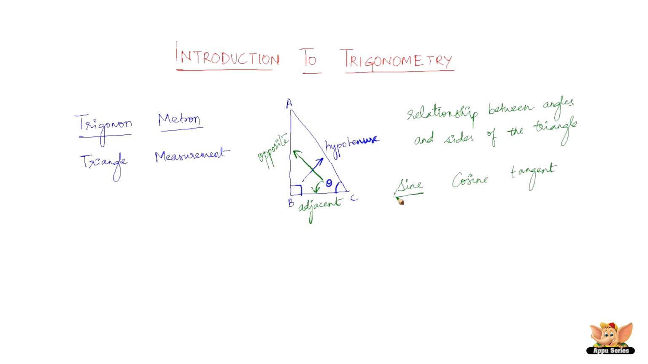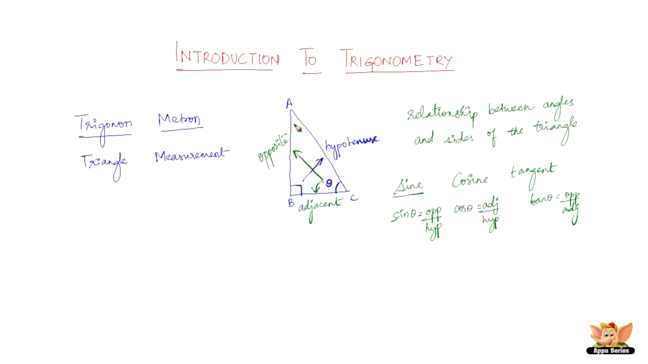Now what does sine say? Sine of theta is written as sin in short form, but it's still pronounced sine theta. So sine theta equals opposite by hypotenuse. Here, that is AB by AC. Cosine, or cos theta, equals adjacent by hypotenuse. And tangent is opposite by adjacent, or tan theta is opposite by adjacent.